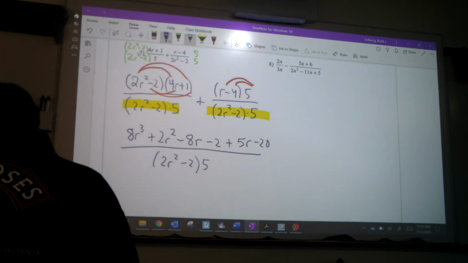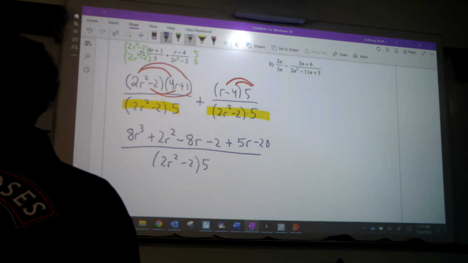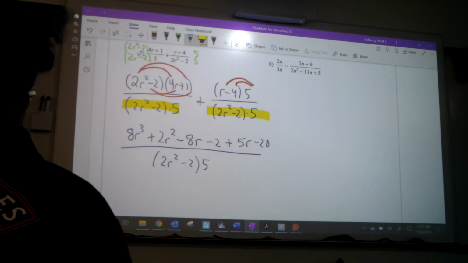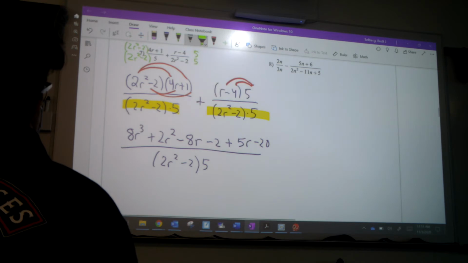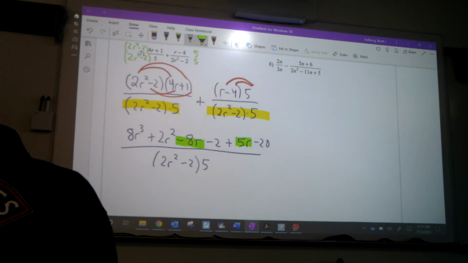All right, okay, let's send this to Melissa. What are my like terms in the numerator? What can I still combine? Negative 8r and 5r. Awesome. And what else? Negative 20. Perfect.